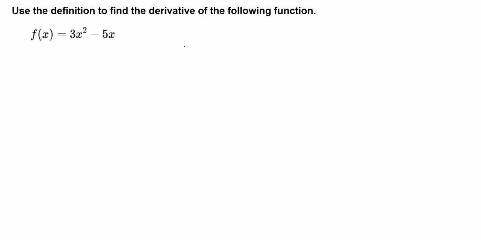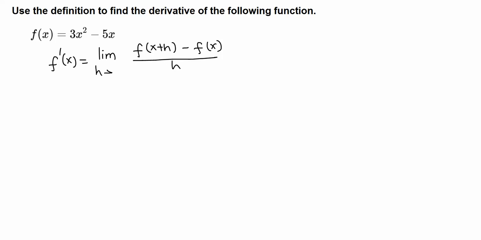Use the definition to find the derivative of the following function, f(x) equals 3x squared minus 5x. From the definition, we know the definition of the derivative, that is f prime of x equals the limit of f of x plus h minus f of x over h as h goes to 0. So let's evaluate this limit, and that will be the derivative. Okay, that is the limit as h goes to 0 of the quotient over h.